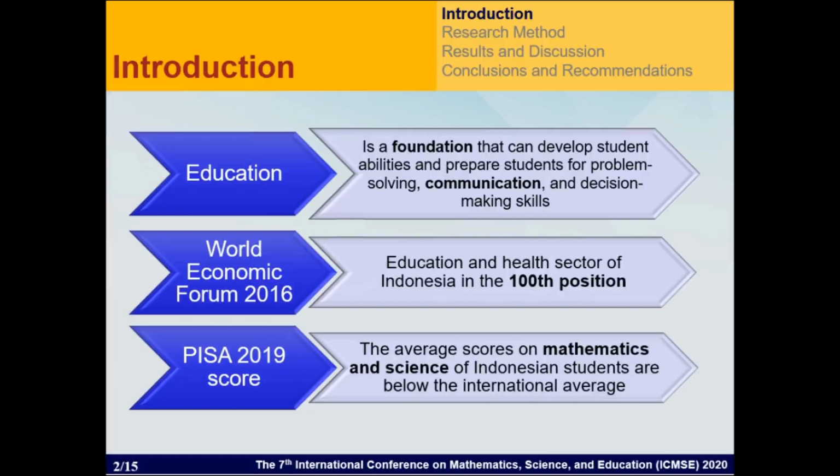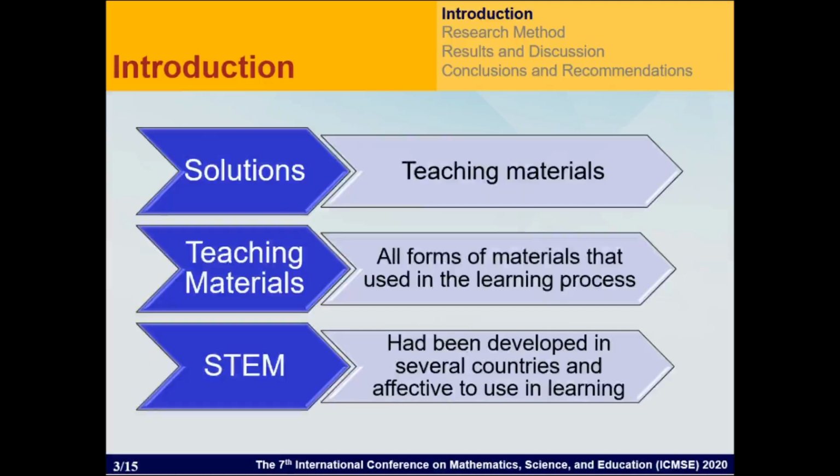In the PISA 2019 score, the average score on mathematics and science of Indonesian students are below the international average. And then we have one solution: develop teaching materials, and teaching materials is all forms of material that are used in the learning process. And we use STEM, which had been developed in several countries and is effective to use in learning.